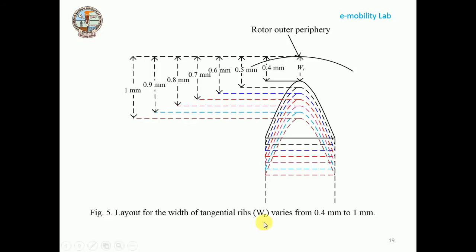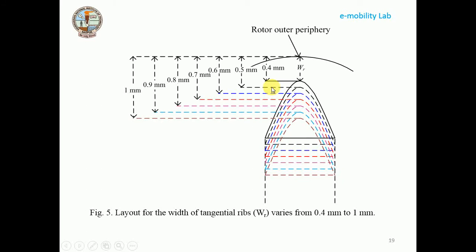Now we have done an analysis, that is varying the rotor rib. I have shown the rib structure only here for better clarity. So here is the rotor rib width, this is the outer periphery of the rotor, and this is the tip of the barrier, right? And here the length is measured in mm. So starting from 1 mm to 0.4 mm we have taken in our analysis.